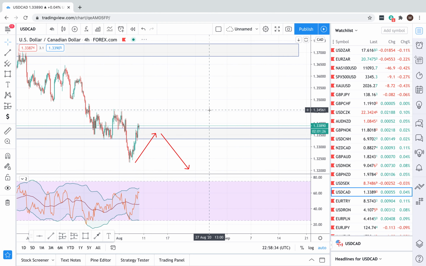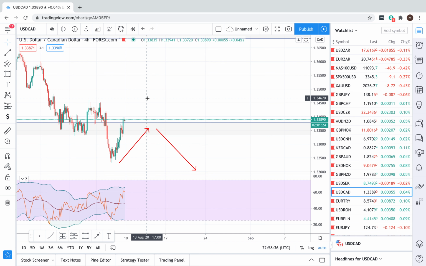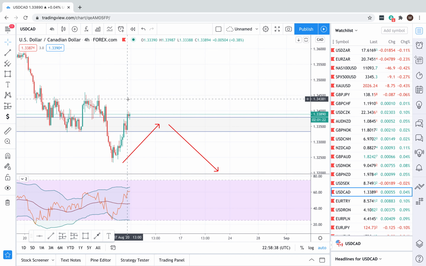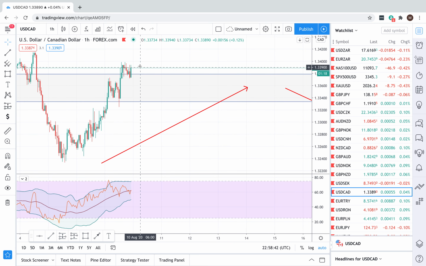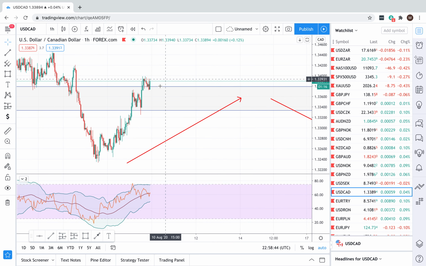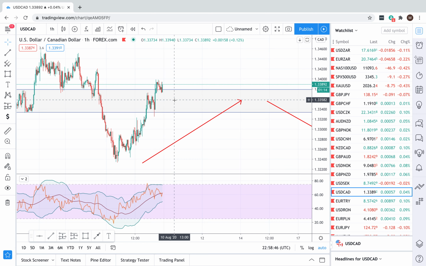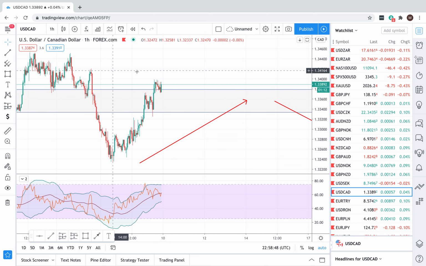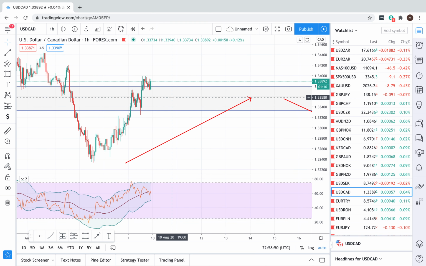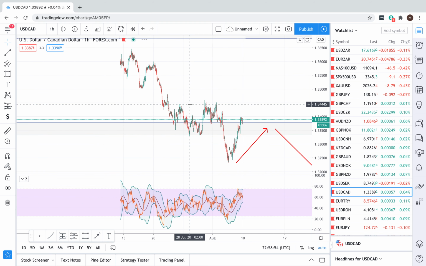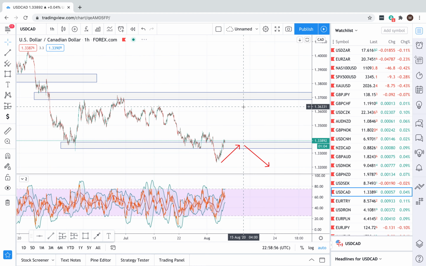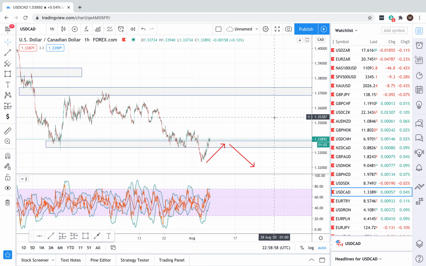USD CAD, price is currently retesting the zone. Looks like it could break. We don't know yet. Market just opened, so if we still keep seeing consistent rejection at the zone, we can enter in short. But if price continuously keeps on being bullish, we'll wait for price to break more key levels to go in long.